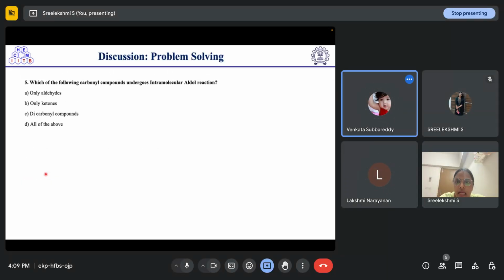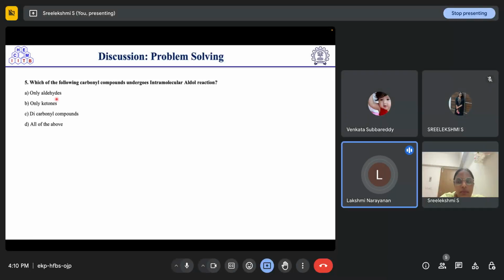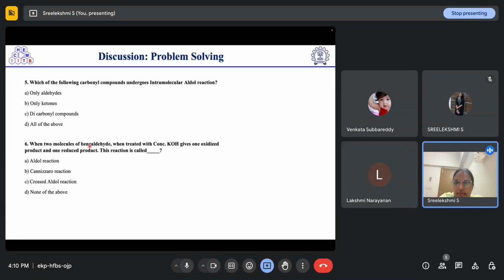Now, which of the following carbonyl compounds undergoes intramolecular aldol reactions? This compound has only one aldehyde, this has only a ketone, and this is a dicarbonyl compound, or all of the above. Which one is needed for intramolecular aldol? Dicarbonyl compounds, because if two carbonyl groups are not there, it is not possible to undergo intramolecular aldol reaction, right? Yes, correct.